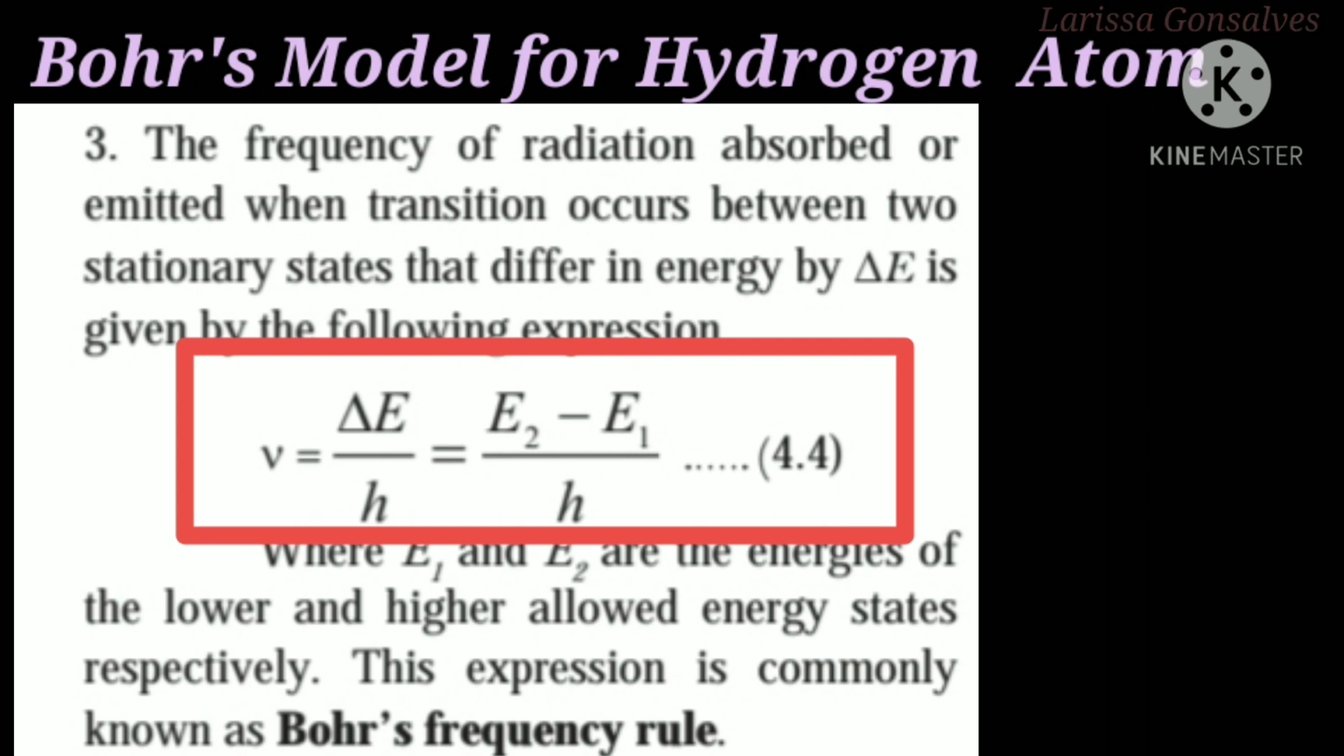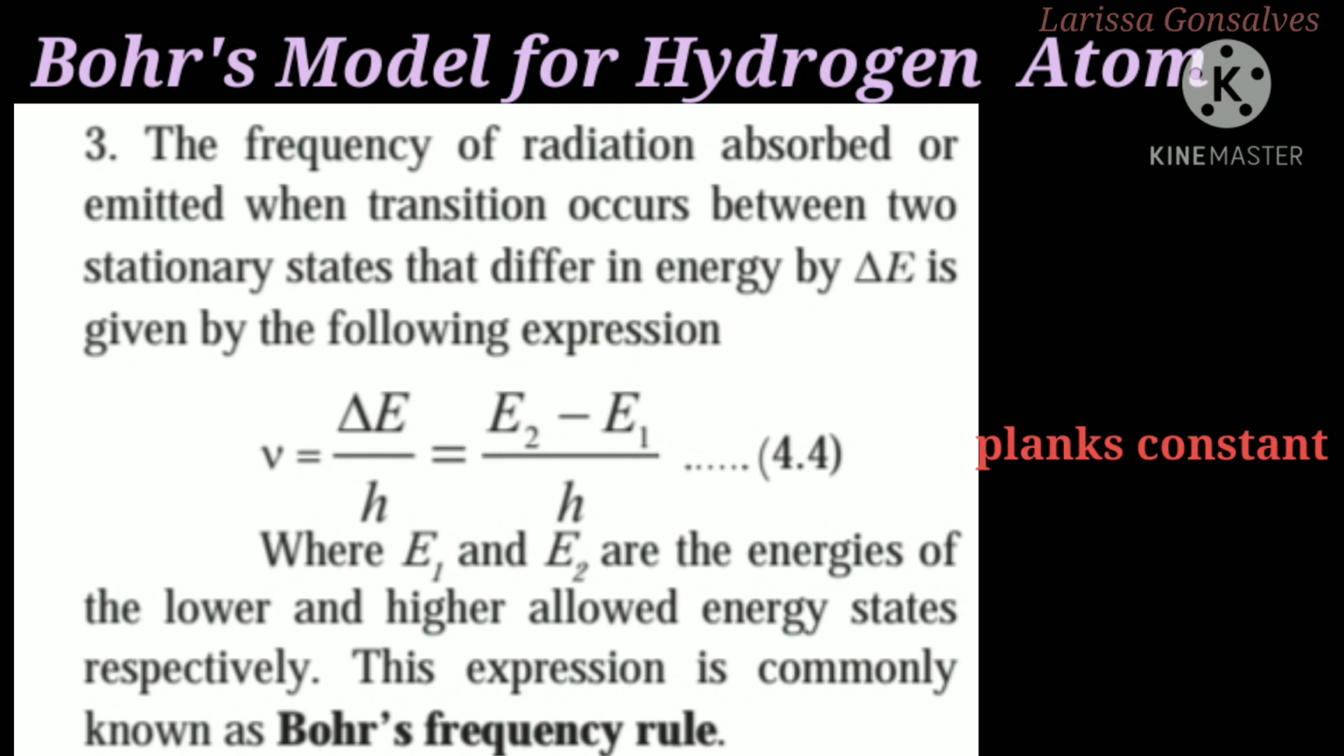Now here E1 and E2 are the energies of the lower and higher allowed energy states respectively. h is the Planck's constant. This expression is called the Bohr's frequency rule. So in this postulate, we have to calculate the difference between the energies.